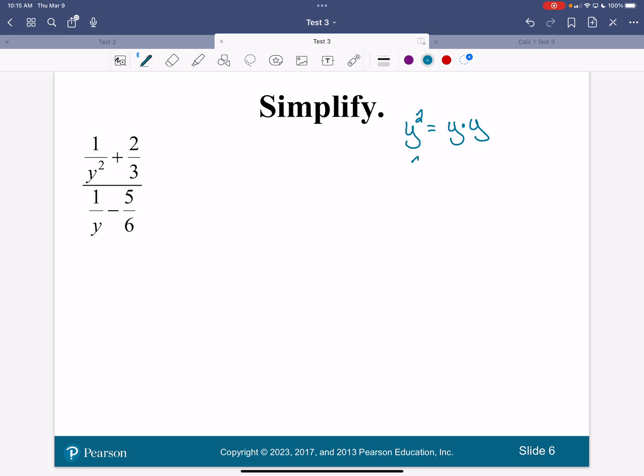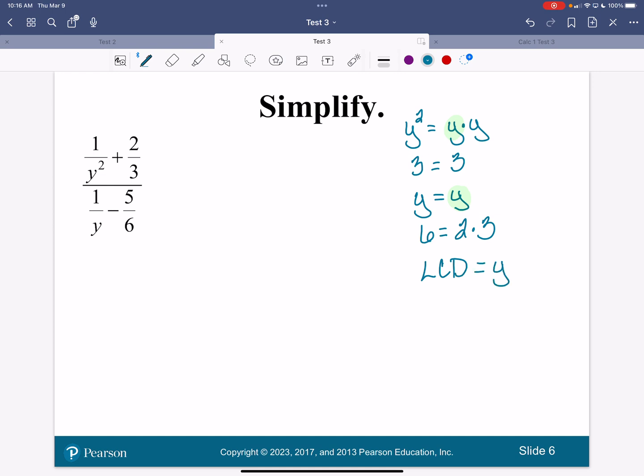Then I have 3. Can 3 break down anymore? No. Then I have y. Can y break down anymore? Nope. And then I have 6. What does that break down to? 2 and 3. So the first thing that I'm going to do is look for things that repeat. I have a y here and a y here, so I'm just going to write that down one time.